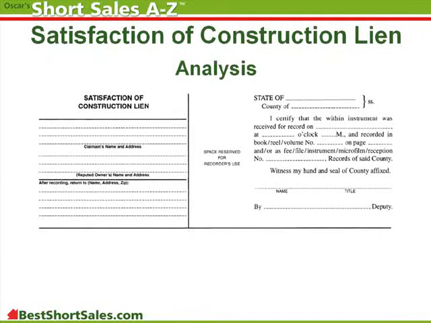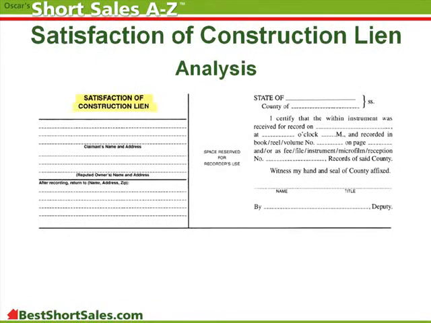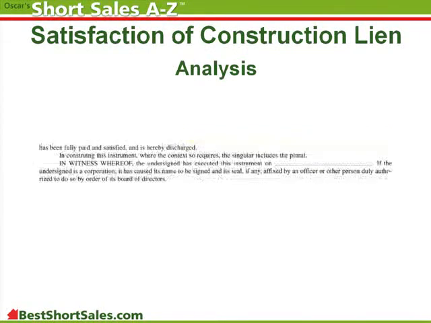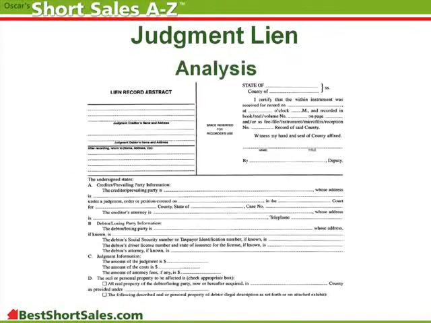Satisfaction of construction lien. If this claim gets paid, the creditor will issue a satisfaction of construction lien. This proves debt payoff. It reads, Satisfaction of construction lien. The undersigned hereby certifies and declares that that certain construction lien has been fully paid and satisfied and is hereby discharged. This demonstrates the end of the lien.